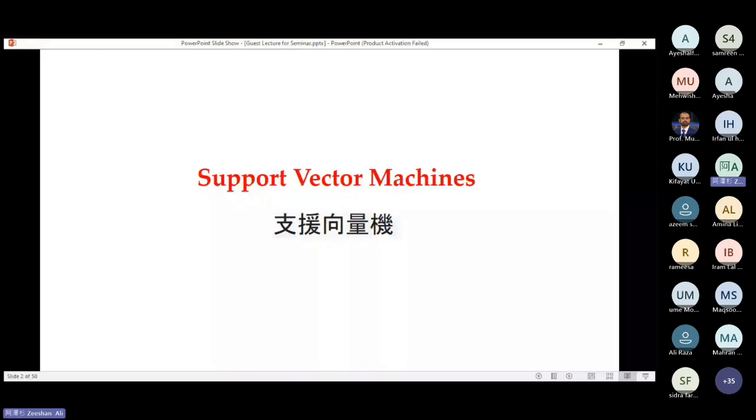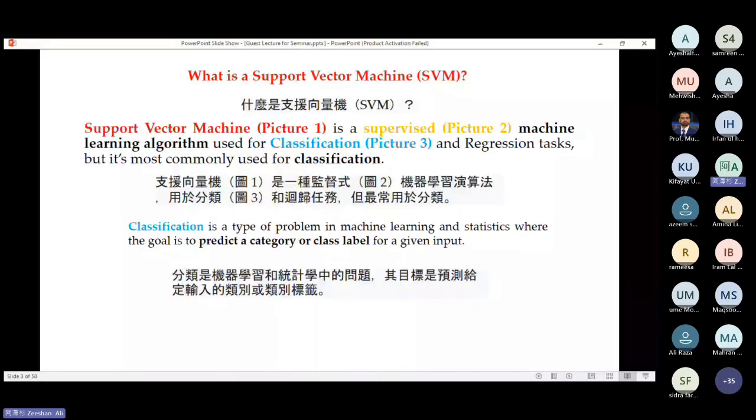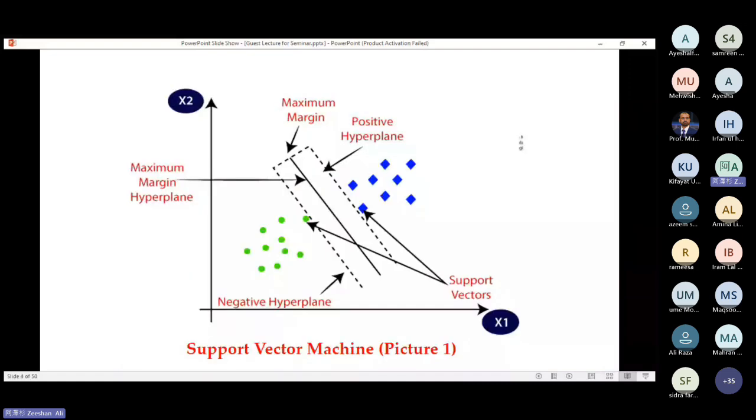So first of all, support vector machine. I have picture one. Actually, support vector machine is a technique or model or procedure to evaluate different types of problems. So we can see picture one. You can see two different types of colors, blue and green. And we have some dots on the blue side and the green side. And similarly, we have a line which is called the boundary line.